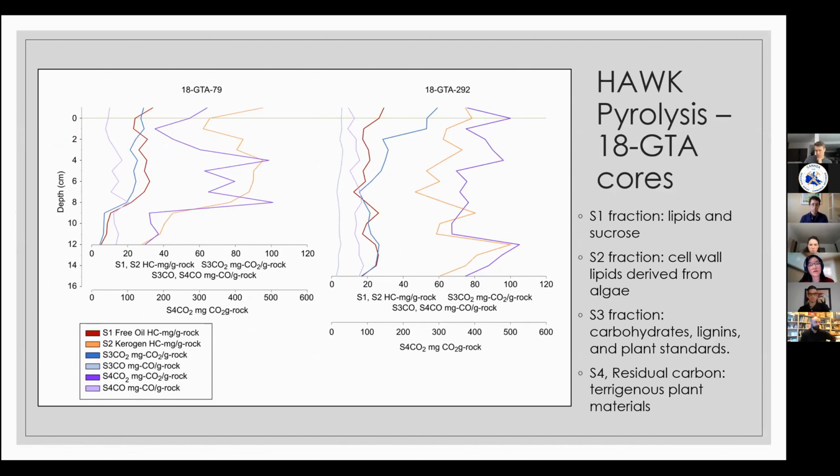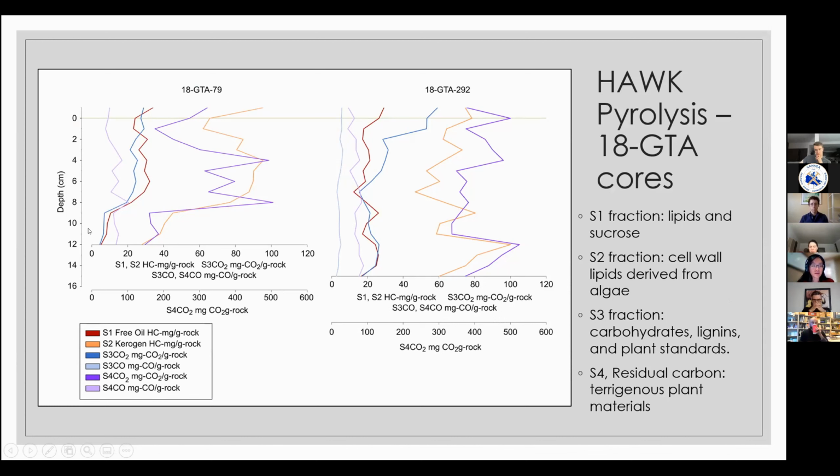And then we also have the Rock-Eval pyrolysis results for the GTA cores and the Mache cores. This figure is just for the GTA cores, and we're looking at the S1, S2, S3, and residual carbon signals. S1 is just the lipids and sucrose. S2 comprises cell wall lipids derived from algae. The S3 fraction is mainly carbohydrates, lignans, and plant standards. And residual carbon is just the terrigenous plant materials.